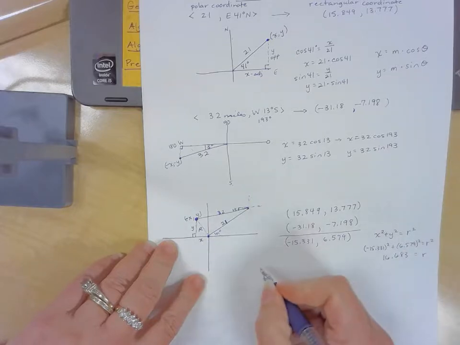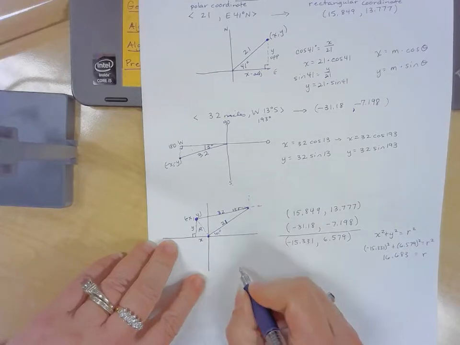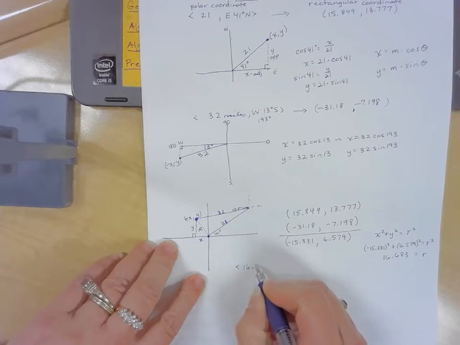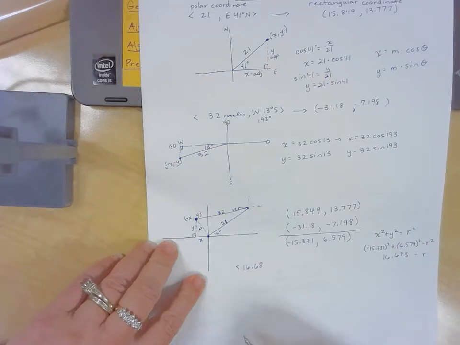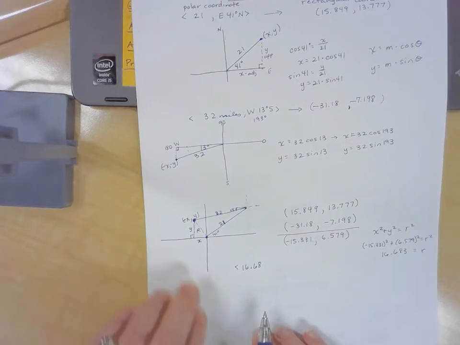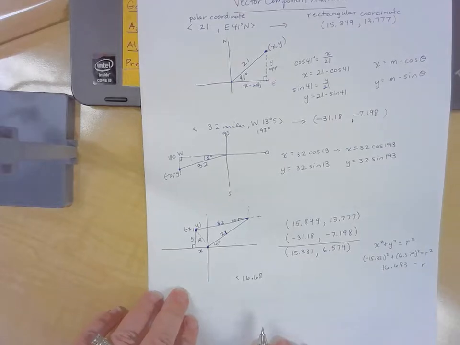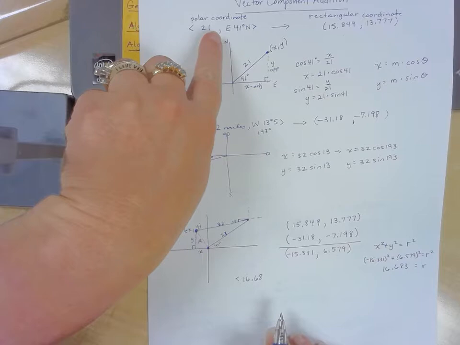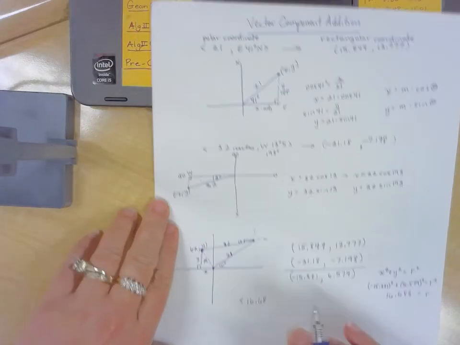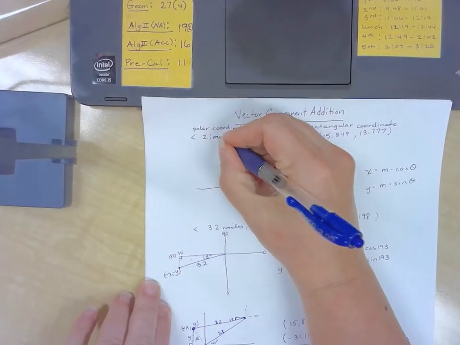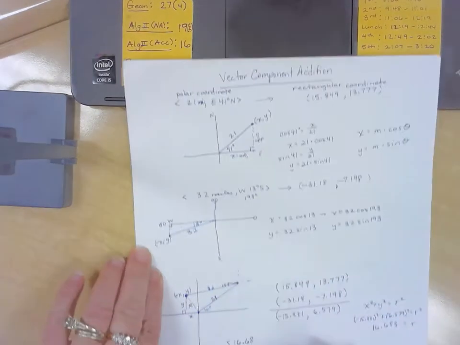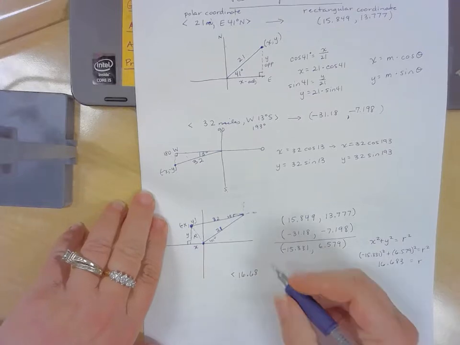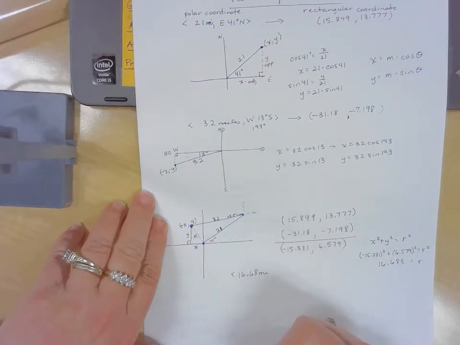So my polar coordinate solution, a magnitude of 16.68. Now, real quick caveat here, that was in miles, that was in nothing. They have to be the same unit. So to fix that, miles. They are. So my resultant is 16.68 miles. Easy fix.